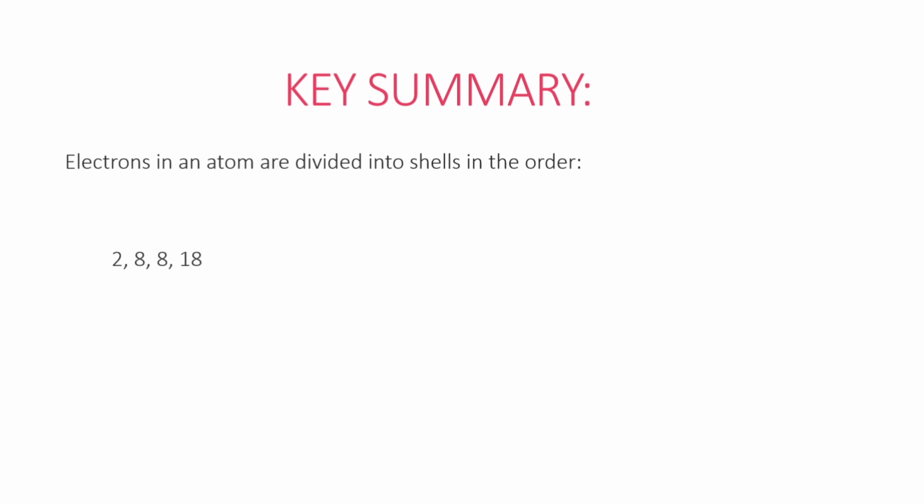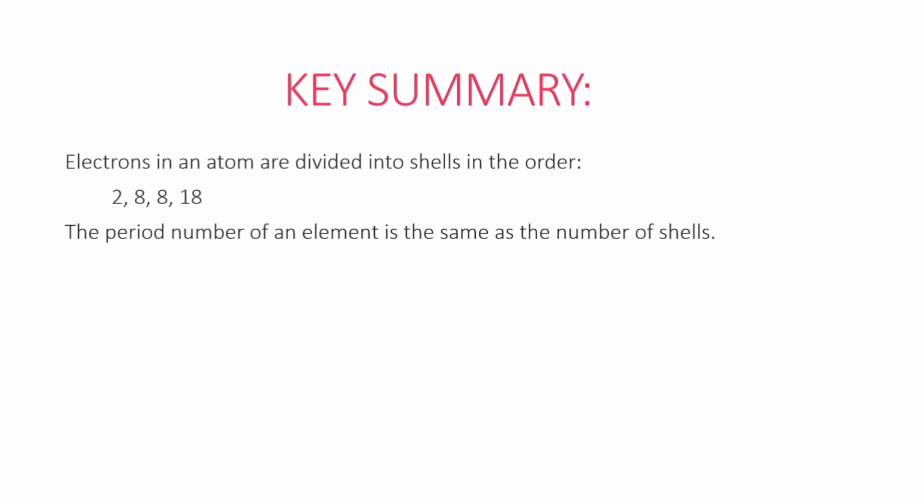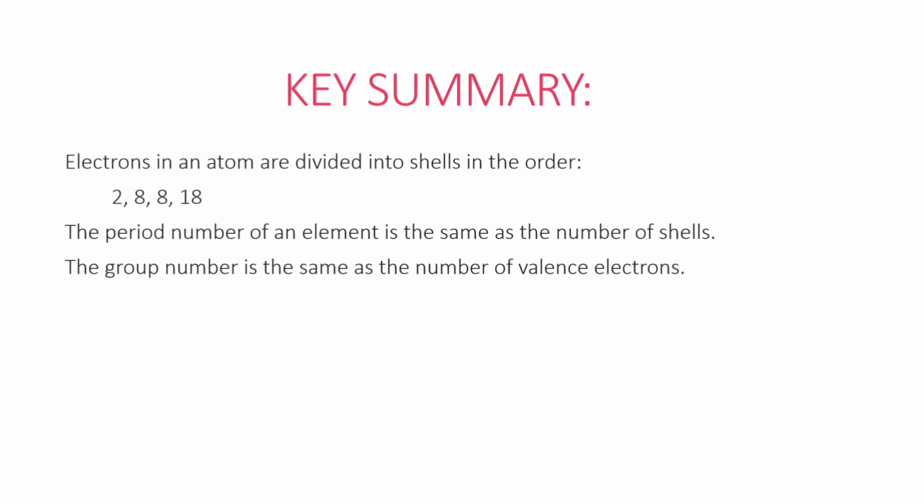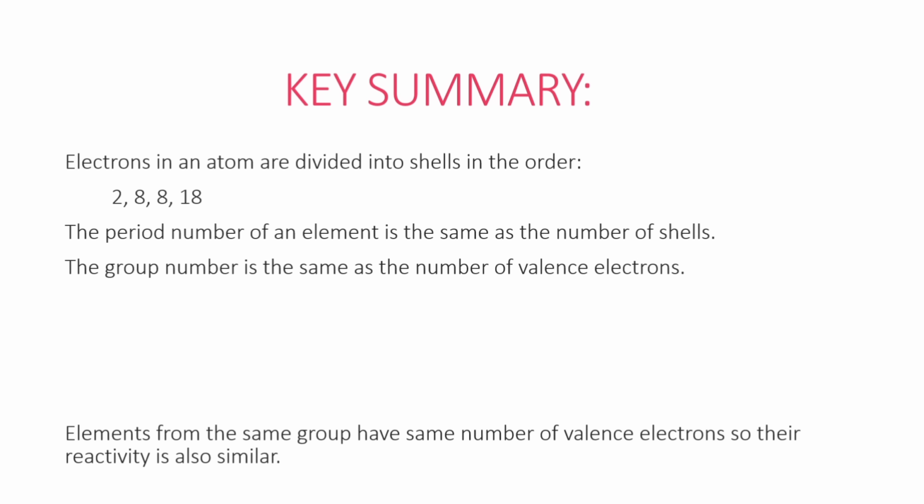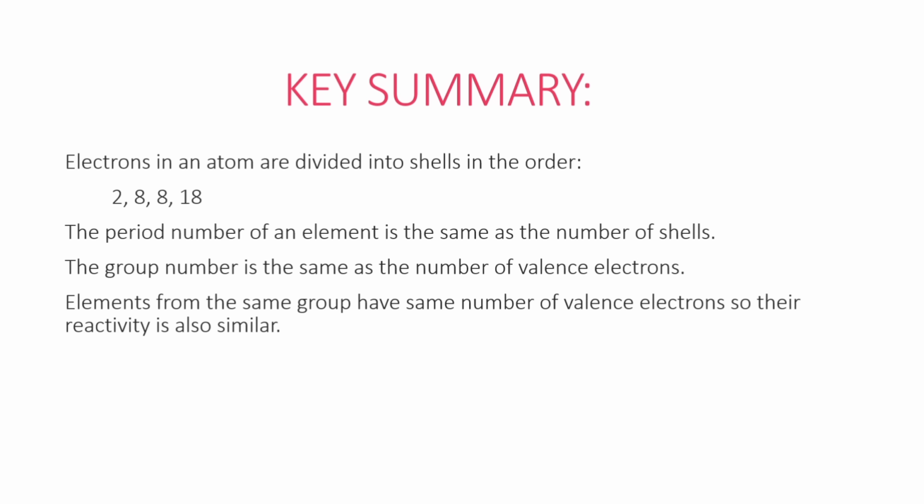Now let's move on to the key summary of today's video. Electrons in an atom are divided into shells in the order 2, 8, 8, 18, which is the configuration. The period number of an element is the same as the number of shells in that atom. The group number is the same as the number of valence electrons in an atom. Elements from the same group have the same number of valence electrons, so their reactivity is also similar, as I told you earlier that valence electrons decide how reactive an element is. Noble gases obey the octet rule, which means that their octet is complete.